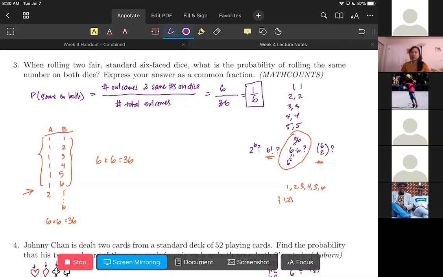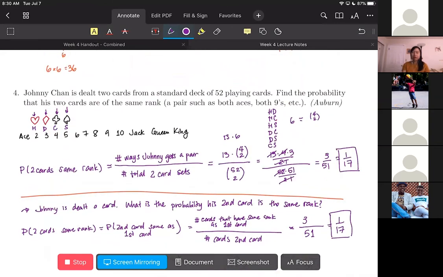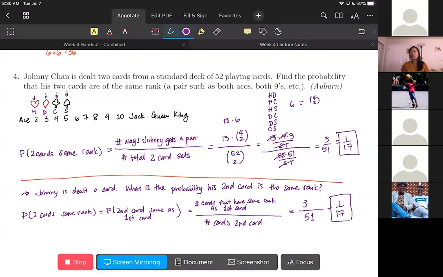And the reason we can do this in both of these problems, to simplify the case, is because the first roll or the first card that's being dealt doesn't have an effect on the probability. It doesn't really matter what number gets rolled first in this problem. What we really care about is whether the second roll matches the first roll. Same with this problem about cards. It doesn't really matter what card Johnny was dealt first, but we care about what his second card was.